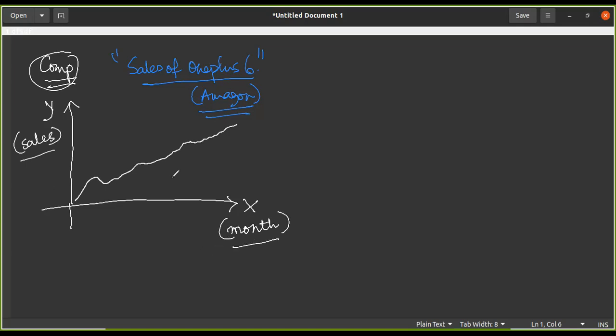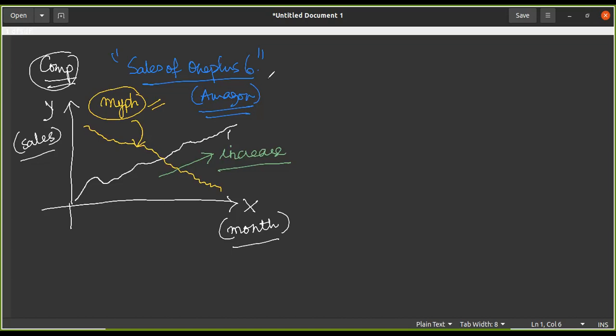I could clearly see there is an increase, an increase in the positive direction, right? Or maybe if I was not so lucky, maybe I launched some phone, which I'm going to call my phone. And my phone was not a very good phone, and my phone sales was something like this, right? So this is the sales related to my phone, and this one is the sales related to the OnePlus 6.